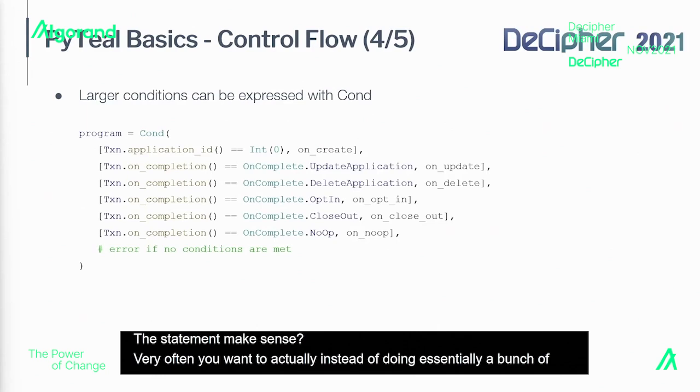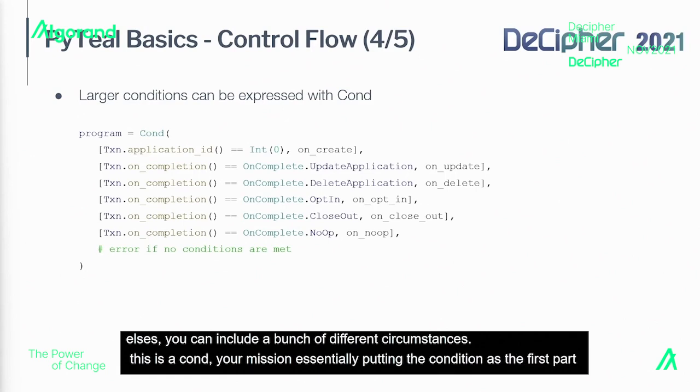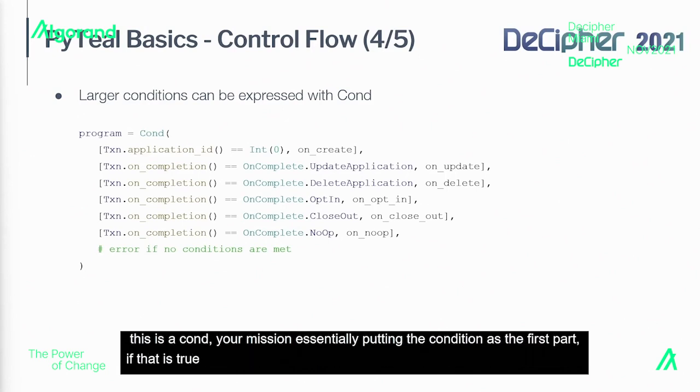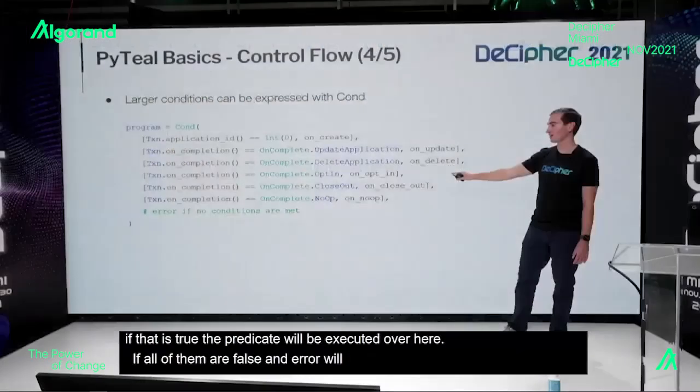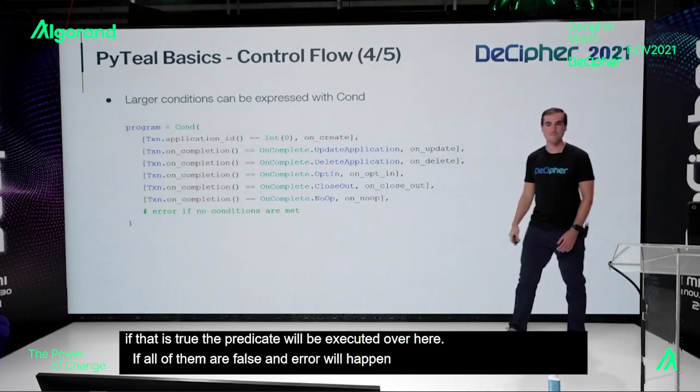And very often, instead of doing essentially just a bunch of if-elses, you'll want to branch based on a bunch of different possibilities. So we have a statement called cond that's very similar to a switch statement in other languages. You essentially put in a condition as the first part. And if that's true, then your predicate will get executed over here. And if all of them are false, then an error will happen and your program will terminate unsuccessfully. So this guarantees that one of these cases will be true and will execute. Otherwise, the program will fail.